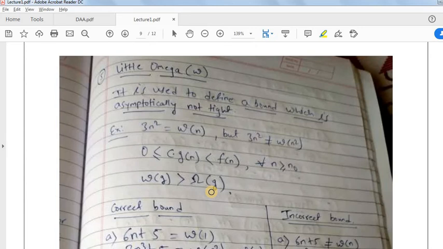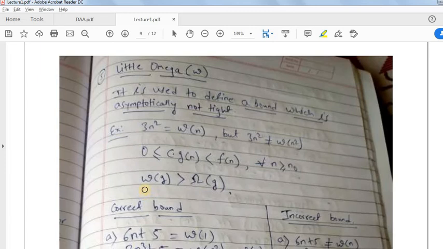It is used to define a bound which is asymptotically not tight. For example, 3n square can belong to little omega of n, but I may not say 3n square is equal to little omega of n square. That is totally wrong. So, a small change in the function. Here we were writing c g of n less than or equal to f of n. In case of little omega notation, here we are writing 0 less than or equal to c g of n, which is strictly less than f of n for all n greater than or equal to n0.